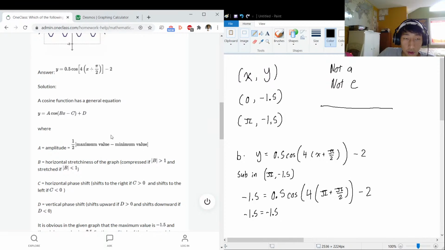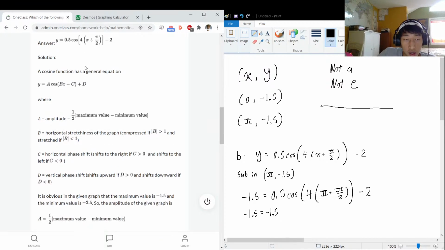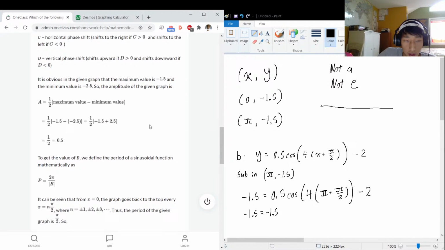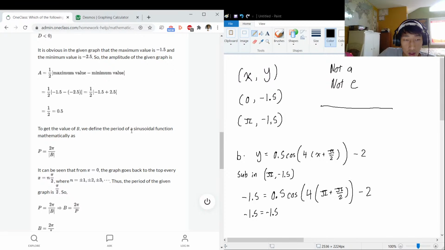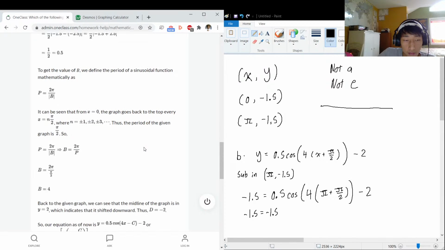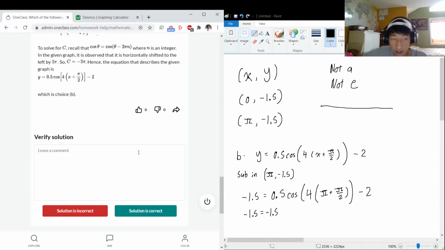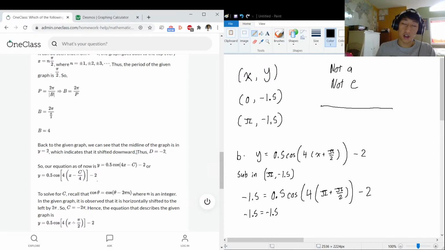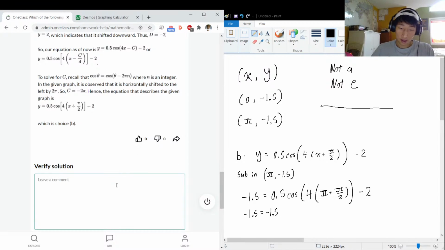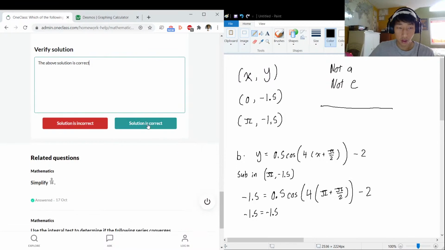And since we're multiplying by 4, it's going 4 times more frequent, meaning that it's compressed by a factor of 4. And we sub in the values. So the choice is B, and there's a big detailed explanation on that, with some more formal mathematics about how you can change the phase or the compression term. And here, multiplying by 4 compresses the entire graph to be 4 times more frequent than it is regularly with just cos x. So the above solution is correct. Awesome.